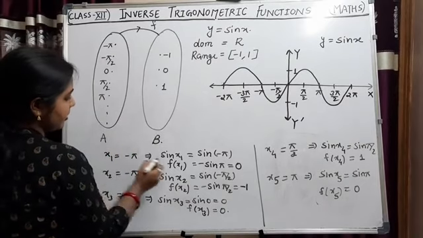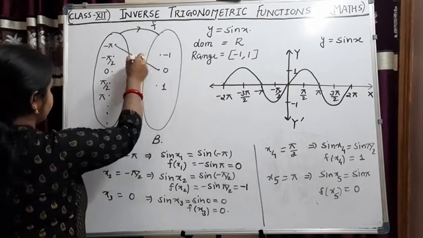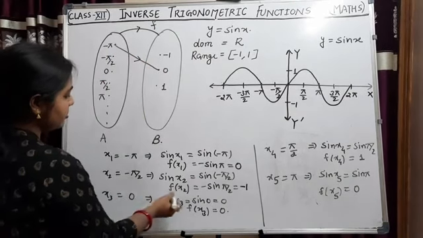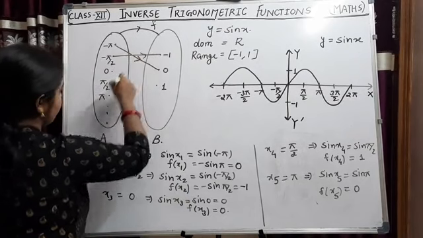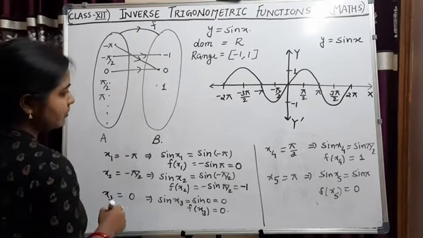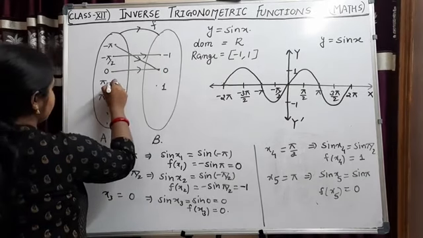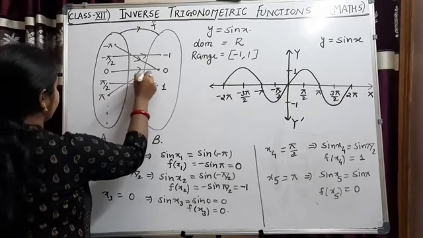Minus pi in x1, the f(x1) is 0. So the resultant is 0. Minus pi by 2, so f(x2) is minus 1. f(x2) is minus 1. Then sine 0 is 0. Next pi by 2, that is 1. And next that is pi, value is 0.